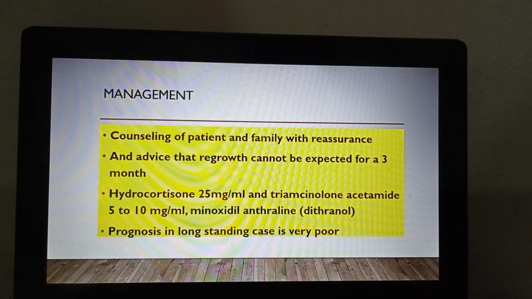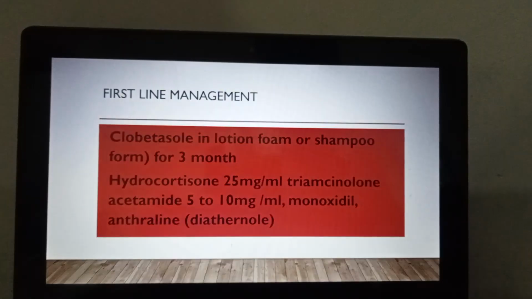Management options. Here, counseling of the patient and family with reassurance is very important, and advise them that regrowth of hair cannot occur before 3 months of therapy. We usually give hydrocortisone 25 mg per ml and triamcinolone acetonide 5 to 10 mg per ml. Minoxidil and anthralin, or dithranol, are also used. Prognosis in long-standing cases is very poor.